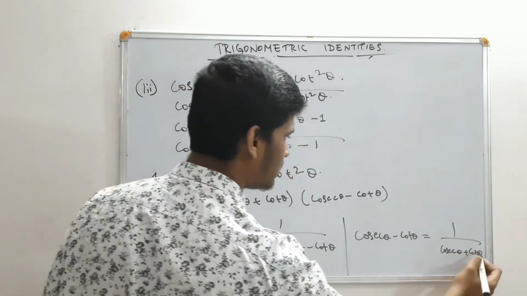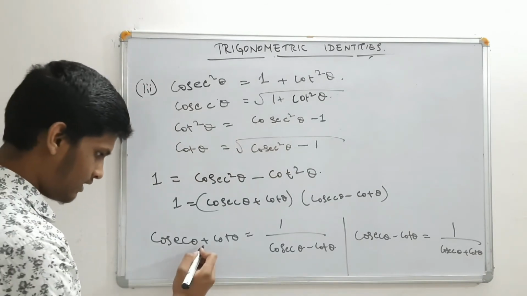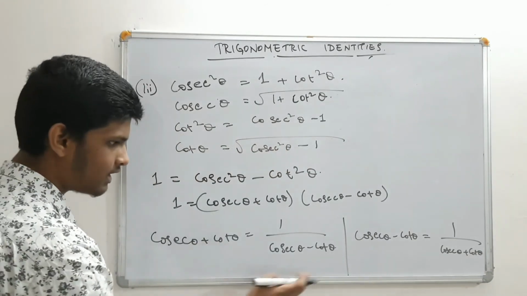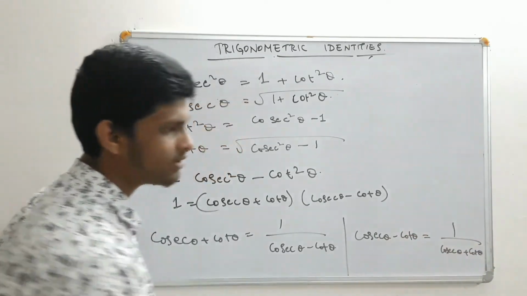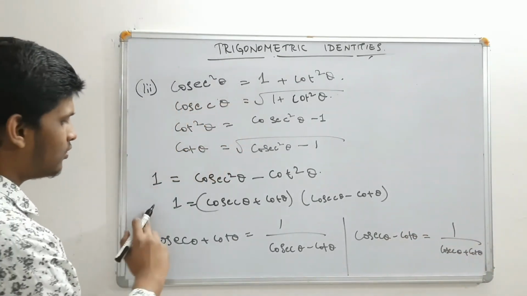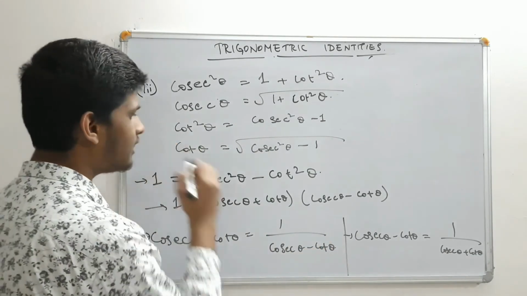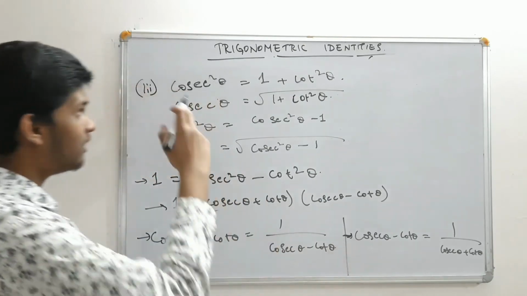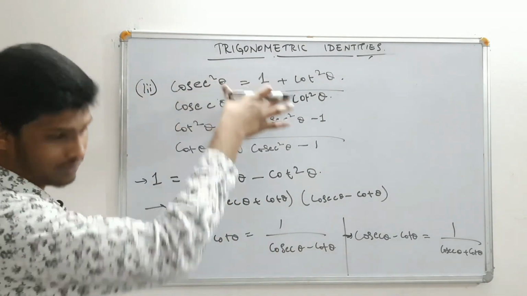If you observe, the previous identity and this one are similar. If you want plus, you should take the reciprocal of minus. If you want minus, you should take the reciprocal of plus. That's it. So we got four more formulas. Like this, you can derive many formulas from one formula, to get the different terms of one identity.